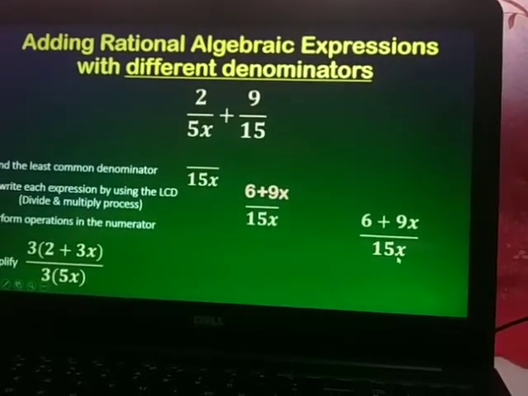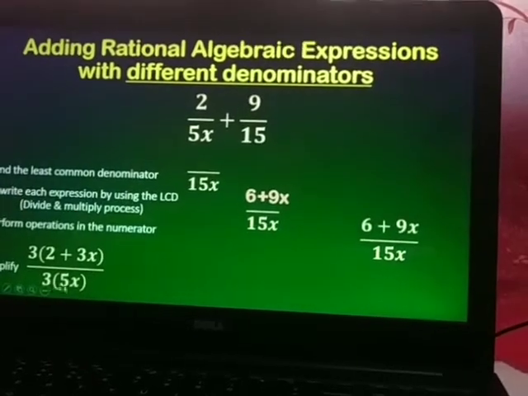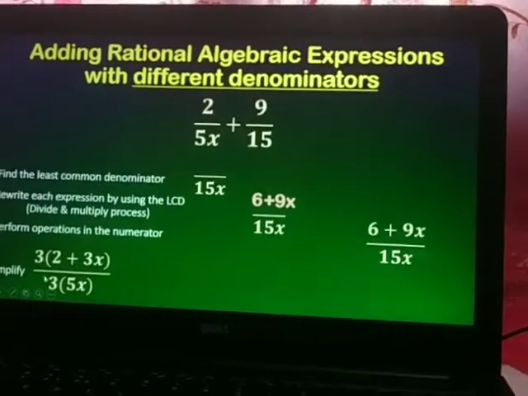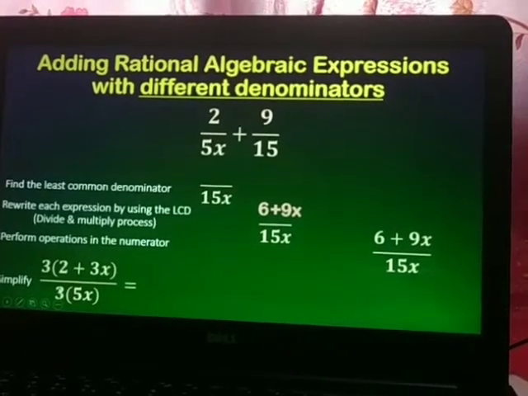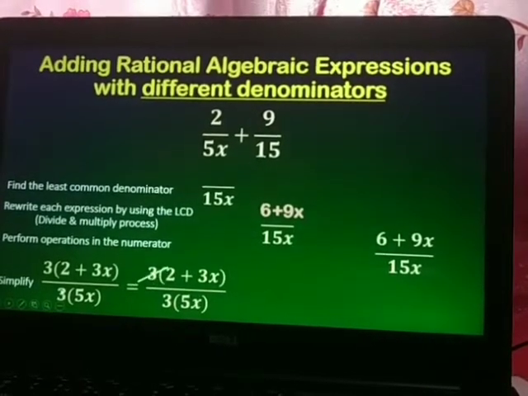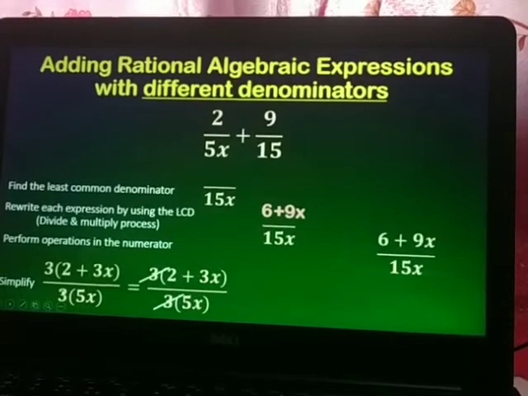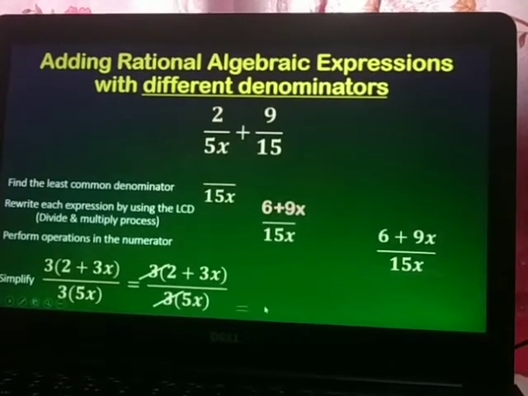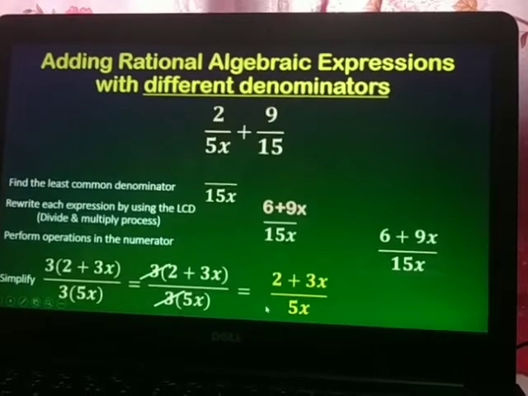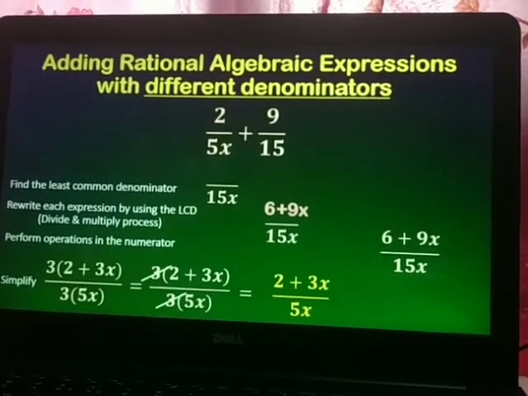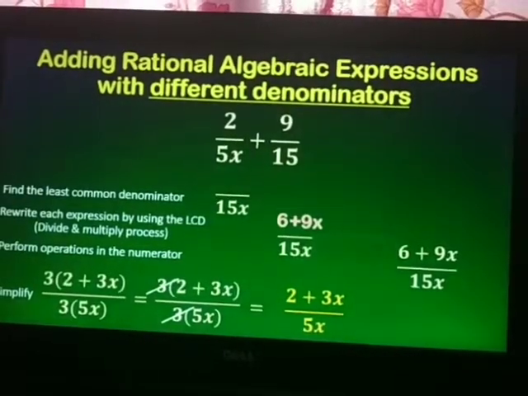And our denominator can be factored as 3 times 5x. So we have a common factor, which is 3. And so we will divide it. Okay, let's divide it out. And the remaining factor will be our answer. The answer is 2 plus 3x over 5x.